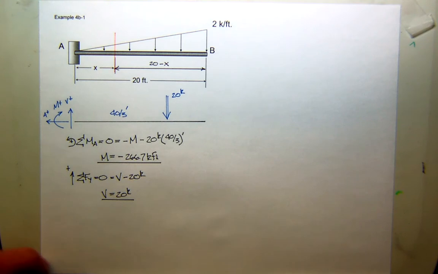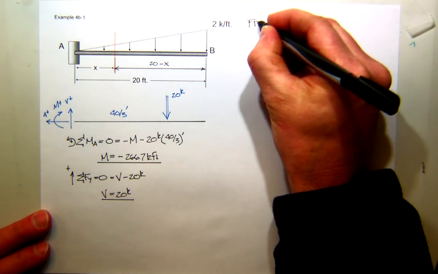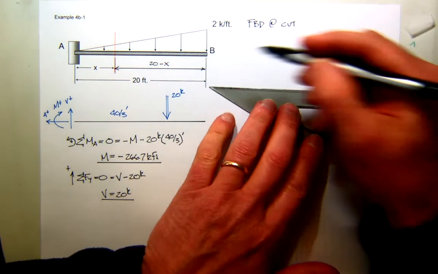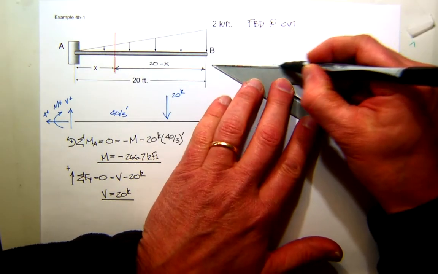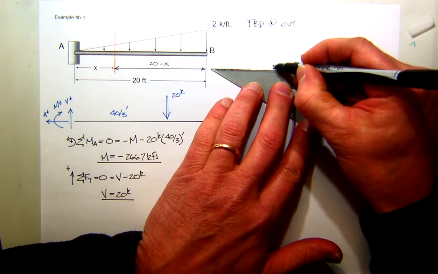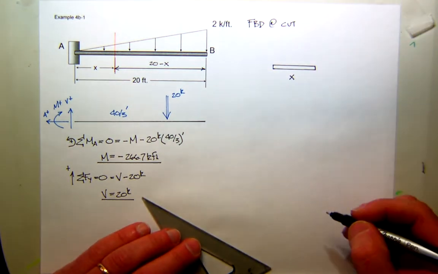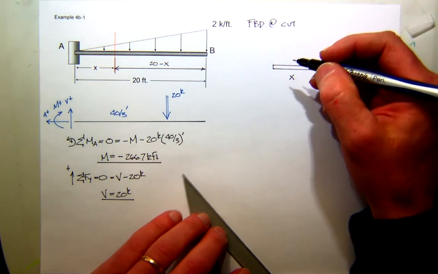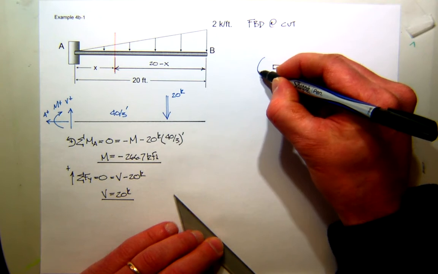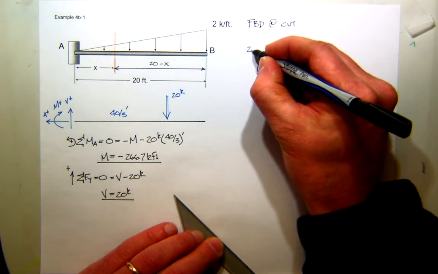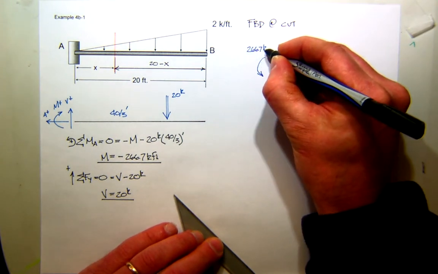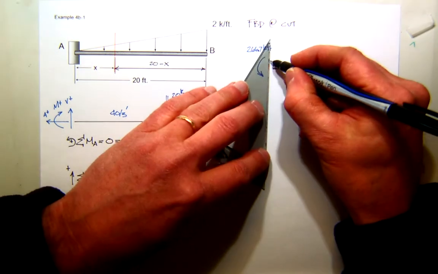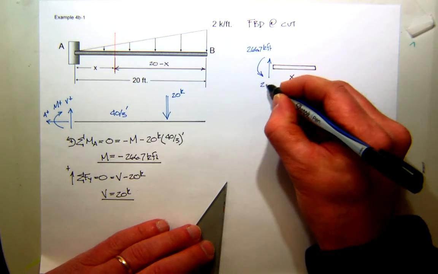All right, so now let's go over here and draw the free body diagram at the cut. I'm now going to draw the left-hand side of this structure. And remember, we're cutting it at some distance x. But I do know my reactions. What are they? Negative bending moment, which is in this direction, of 266.7 kip feet. And the shear is positive, which is up, and that's equal to 20 kips.